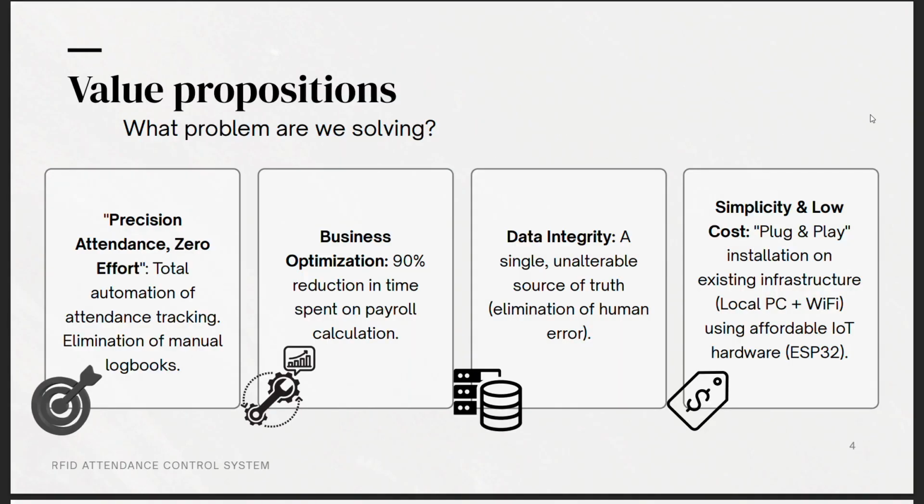The value proposition. We have four main value propositions: precision attendance, area of work business optimization, data integrity, simplicity, and low cost. We made this application thinking not just about technology; we're solving problems of this company and any that have this kind of issue.